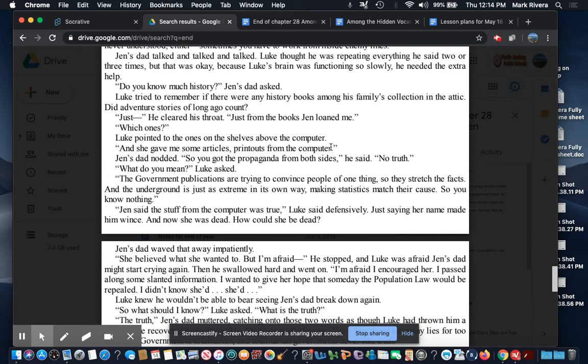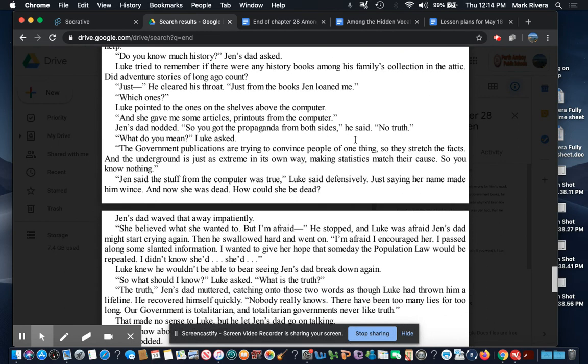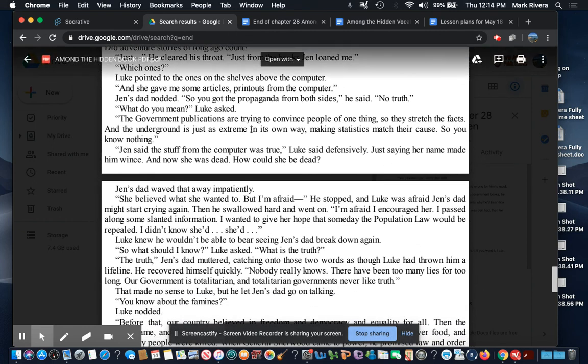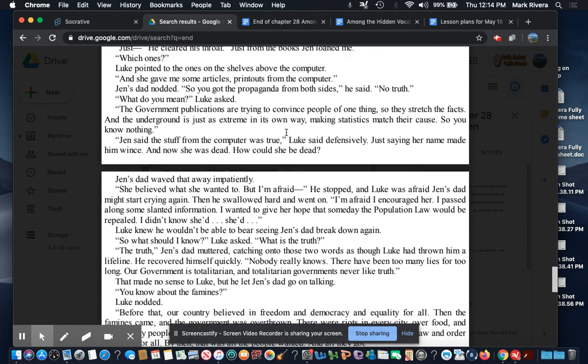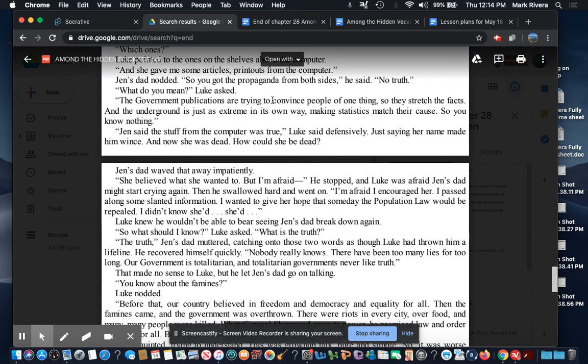Do you know much about history? Jen's dad asked. Luke tried to remember if there were any history books among his family's collection in the attic. Did adventure stories so long ago count? He cleared his throat. Just the books that Jen loaned me. Which ones? Luke pointed to the ones on the shelves above the computer. She gave me some articles, printouts on the computer. Jen's dad nodded. So you got propaganda from both sides, he said, and no truth.